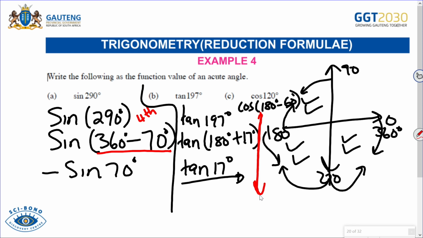So it's in the second quadrant, and in the second quadrant only sine is positive, so you'll get negative cos of 60 degrees. But 60 degrees, it's a special angle. So special angle of 60 degrees, if you still remember your special angles from grade 10, is going to be given as negative 1 over 2. Then you get your final answer.